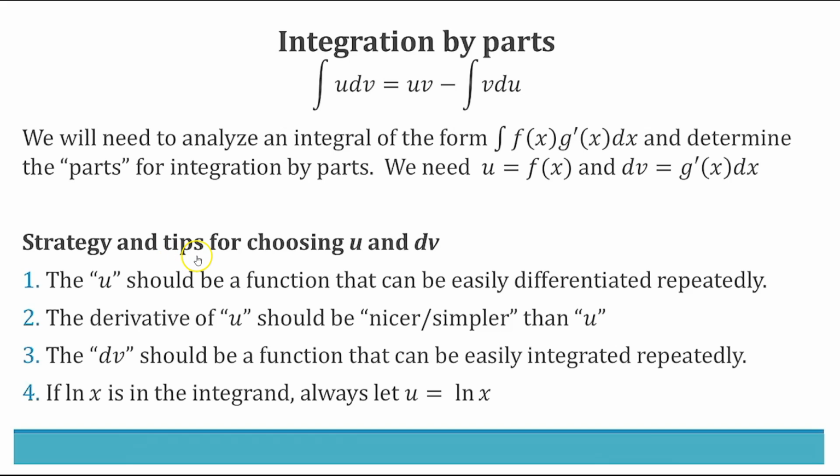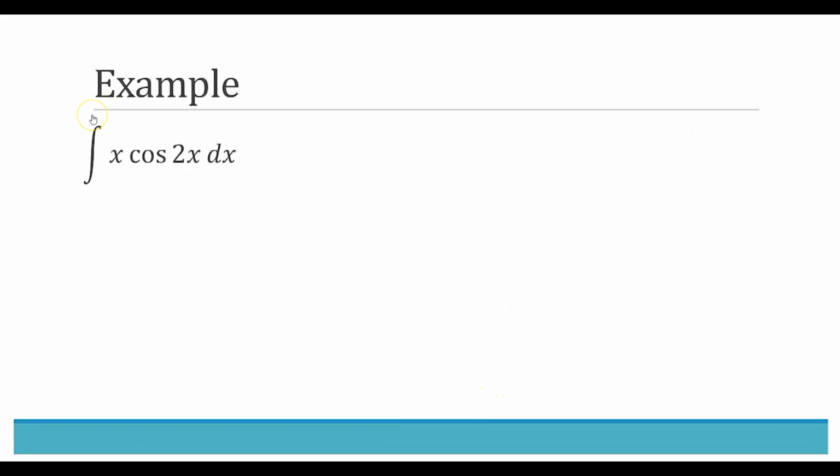So here are some strategies and tips for choosing the u and dv. The u should be a function that can be easily differentiated repeatedly. The derivative of u should be nicer or simpler than u. The dv should be a function that can be easily integrated repeatedly. And if natural log x is in the integrand, we're always going to let u equal the natural log of x. Let's take a look at our first example.